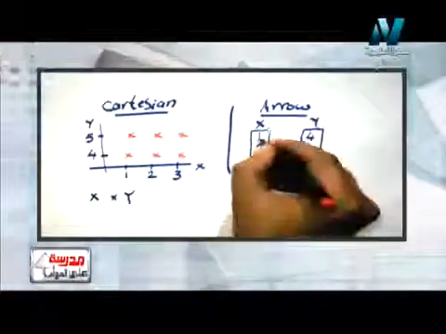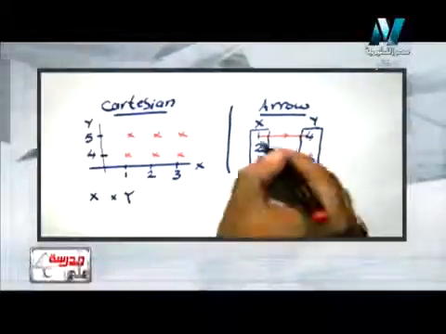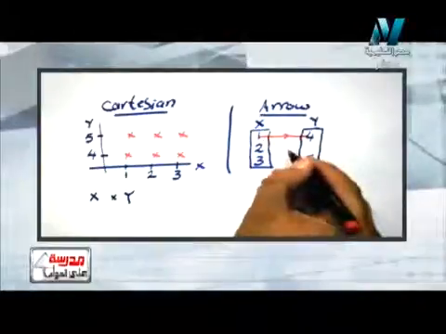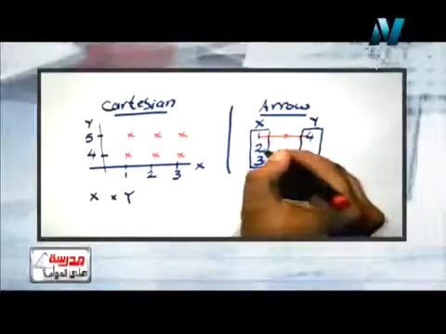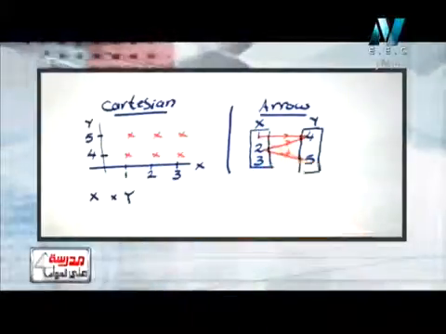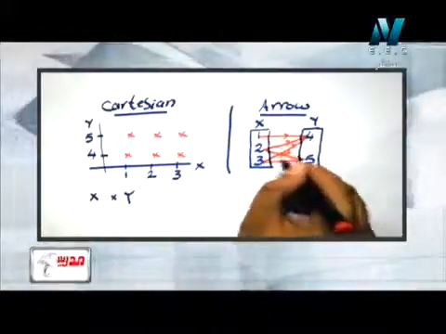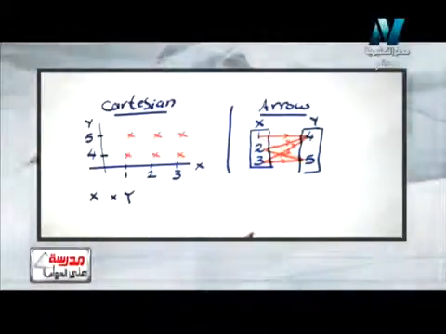It means 1 to 4, you make an arrow; 1 to 5, 2 to 4, 2 to 5, 3 to 4, 3 to 5. So we can represent any Cartesian product using two types. The first one is called Cartesian. The second one is called an arrow diagram. Can we have some examples?